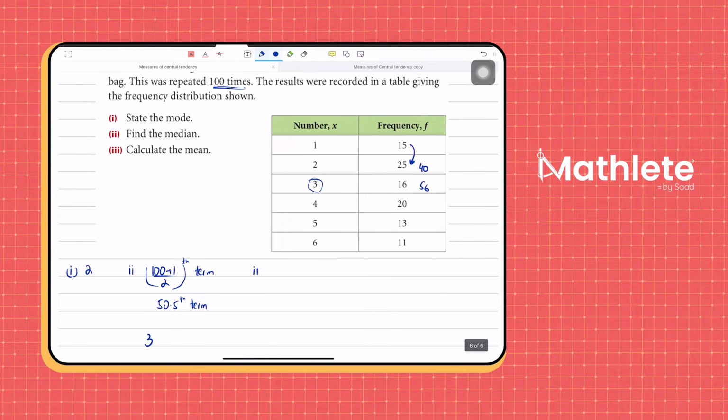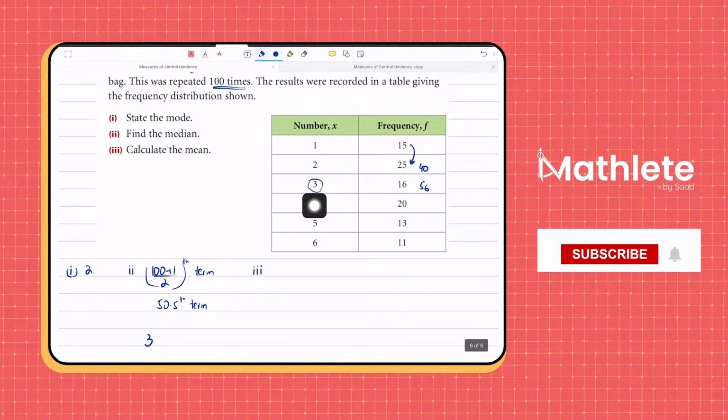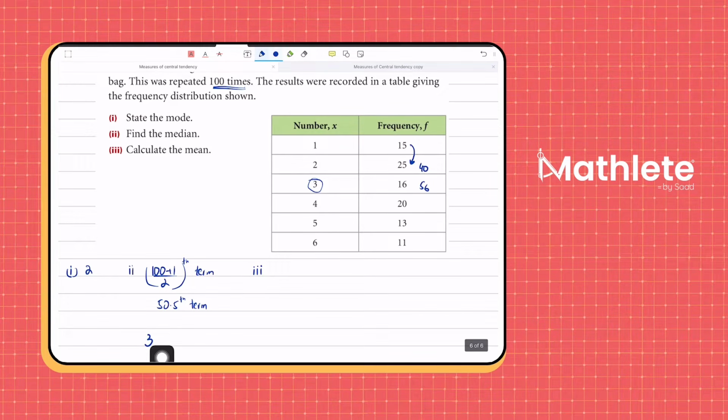Okay, good job. Now, what about the mean? What do we do if we're finding out? Yeah, so we wanted the 50.5 term. So we have 40 and we have 56. So which term will you take exactly? No, I'm not taking 40 or 56. This 40 means that the 40th terms are till 2. Then this 56 means that after the 40th term, the 41st term, up until the 56th term, they're all 3. So that means the 50th term as well as the 51st term, they're all 3. That means the median is 3.